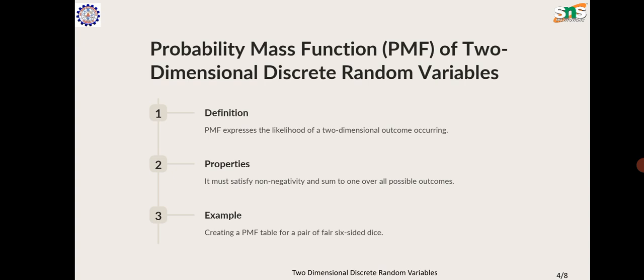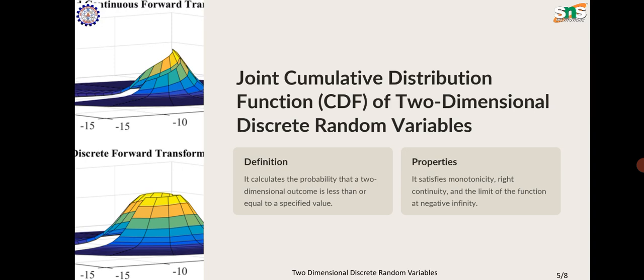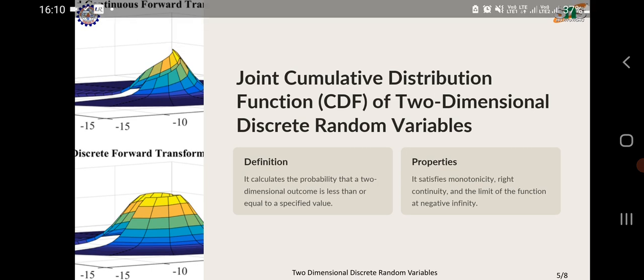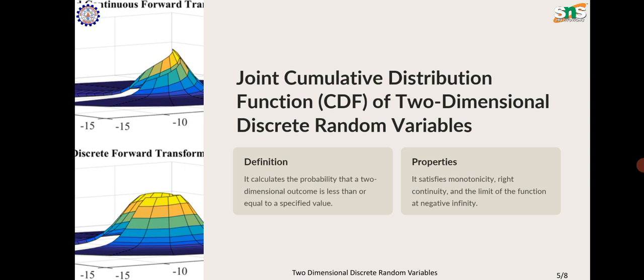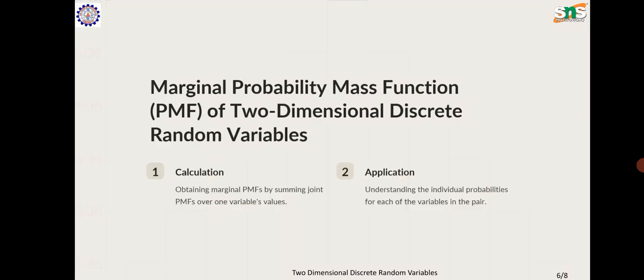The joint probability density function comes under continuous random variable. The joint cumulative distribution function, which we can call the CDF, of a two-dimensional random variable: the definition is that it calculates the probability that a two-dimensional outcome is less than or equal to a specified value. Its properties are monotonicity, right continuity, and the limit of the function at negative infinity.